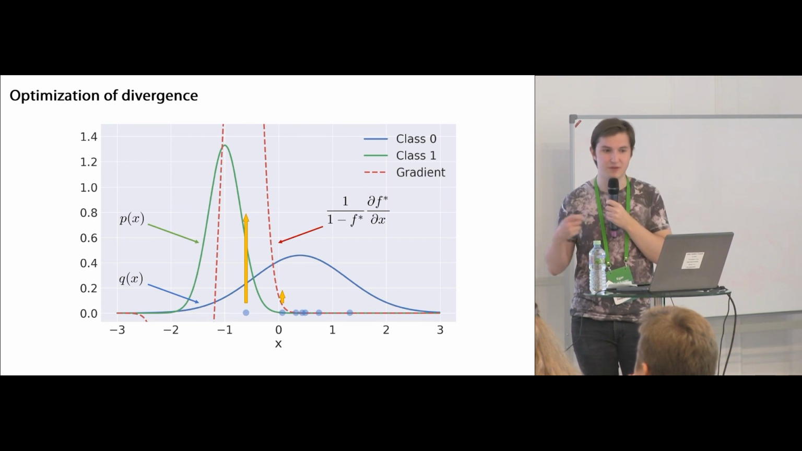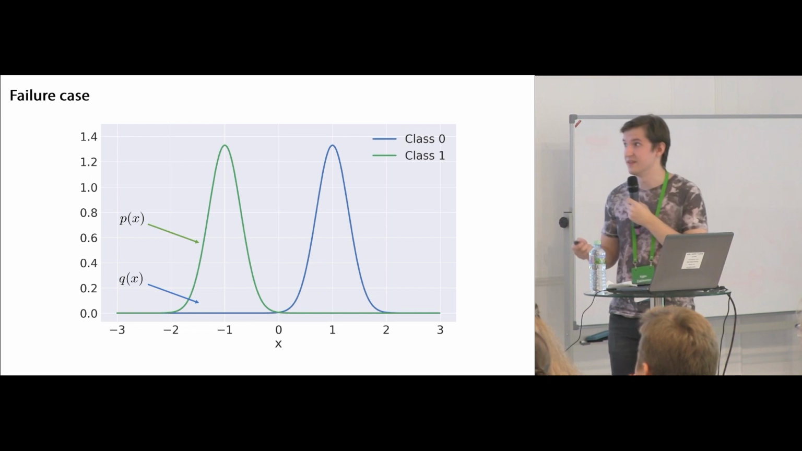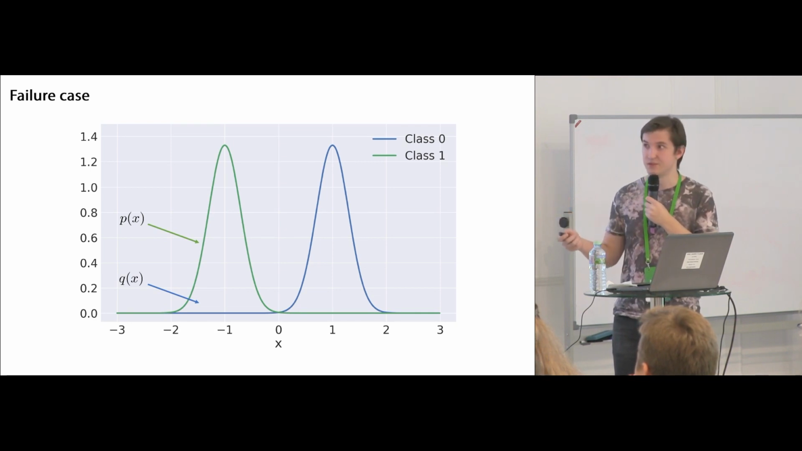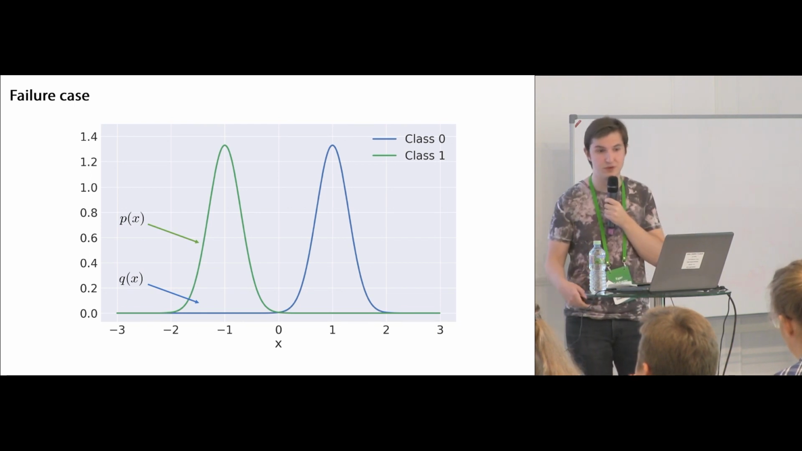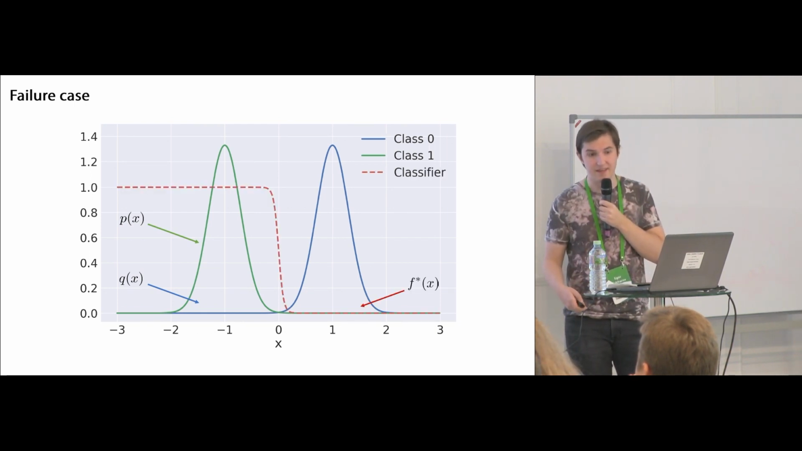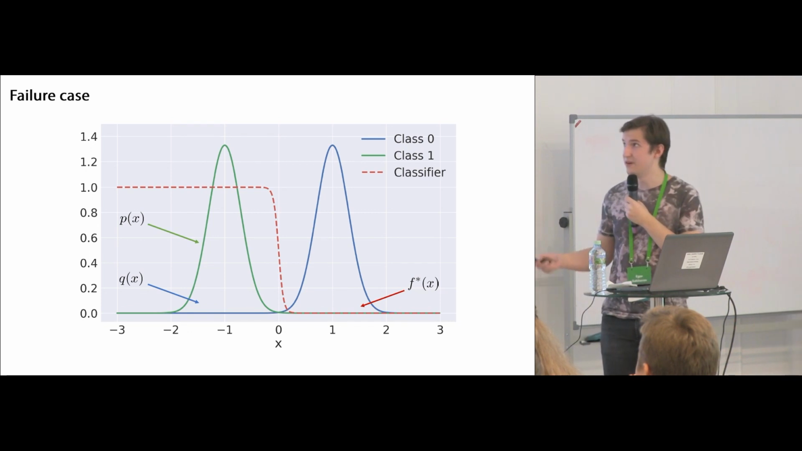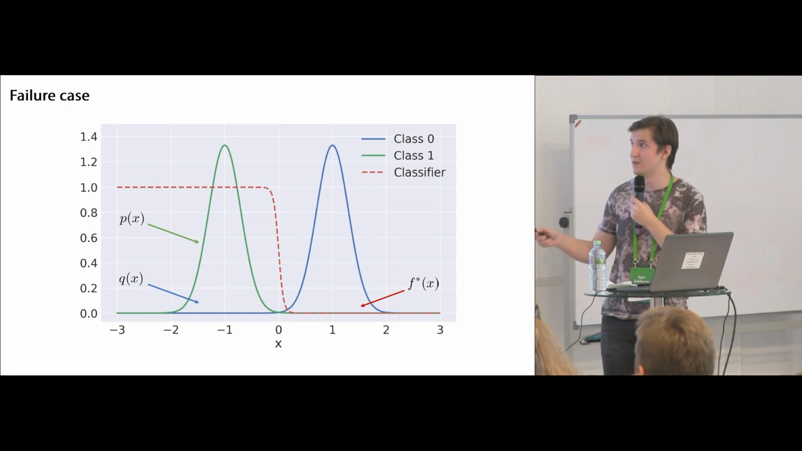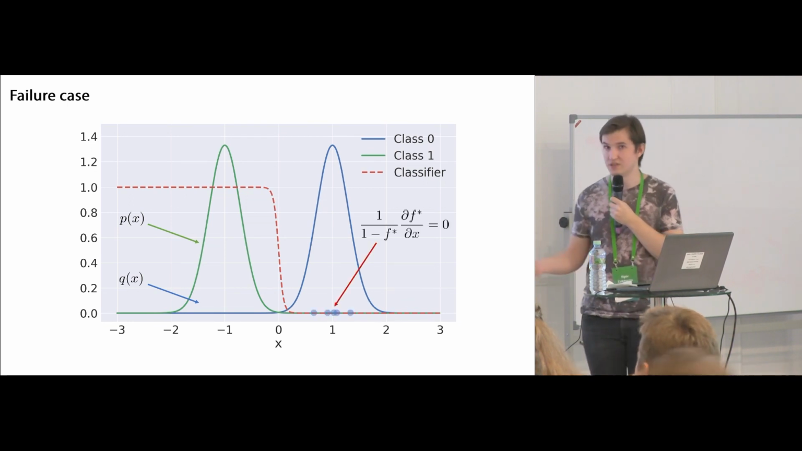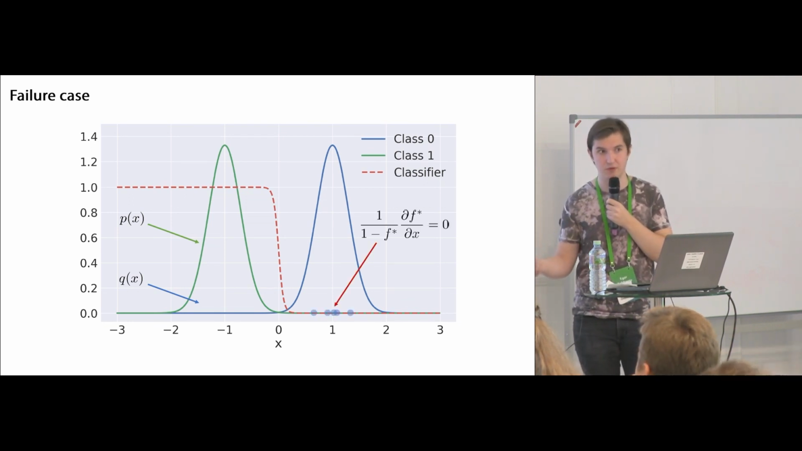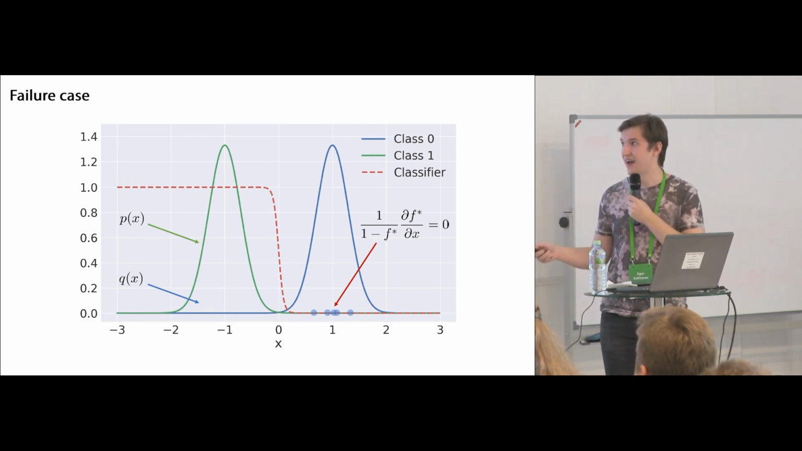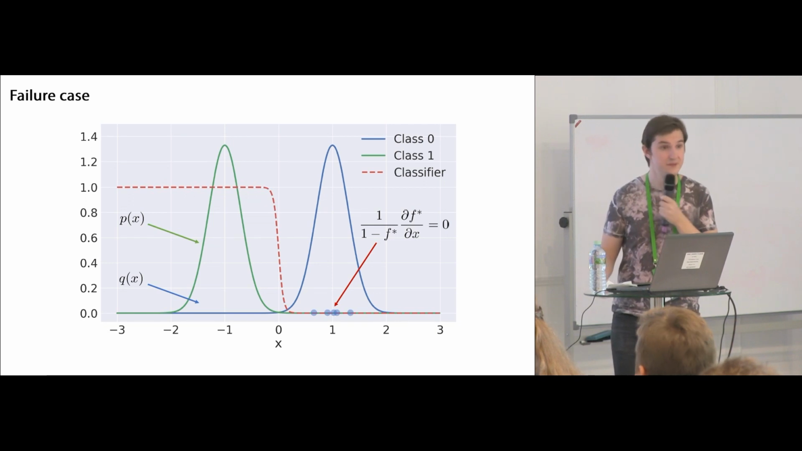But you can already see where the thing might break. Let's consider a different example. We have two distributions, P of x and Q of x, with disjoint supports. And if we plot our optimal classifier, it is very certain. So it is flat almost everywhere except this narrow region. And if we just sample a bunch of points, we will have 0 gradients at these points. So if we are just unlucky, and for our, so, yes?